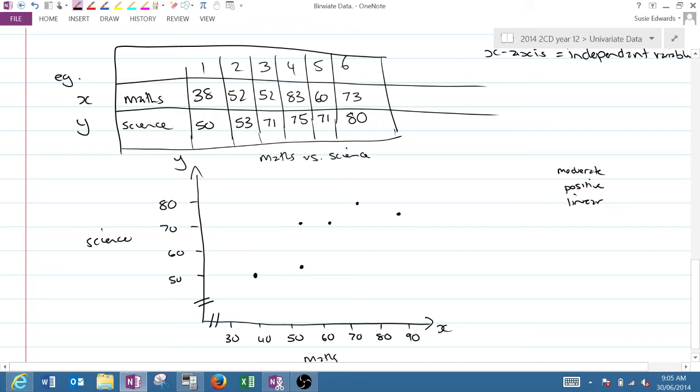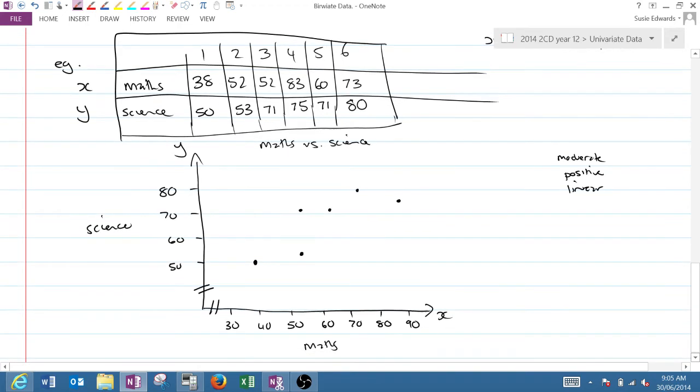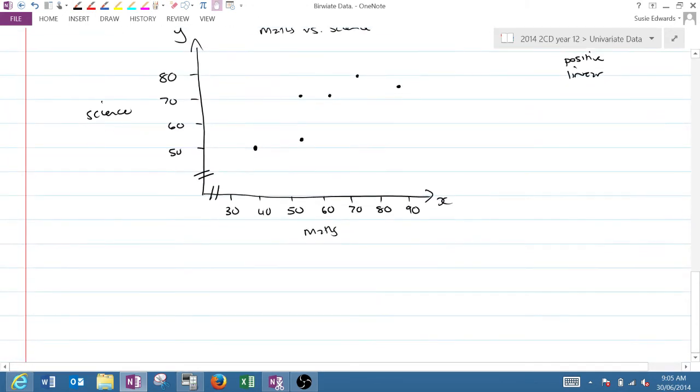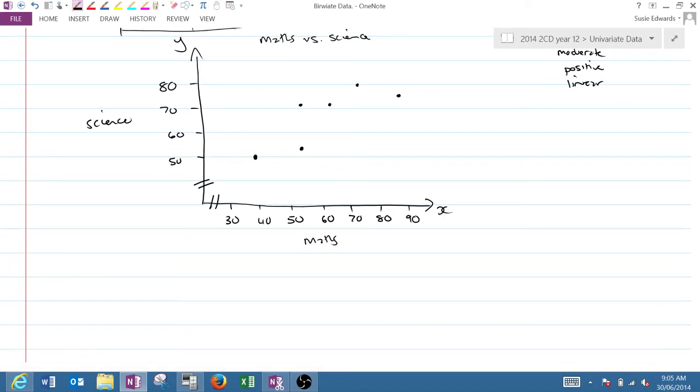So what we then need to be able to do is see what sort of relationship this is. And what we do for this is we draw a line of best fit. There's a few different names for this, all right? So I'll just move down. Okay, we need to draw a line of best fit.